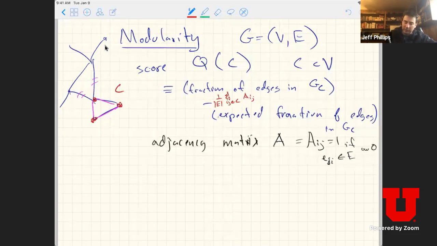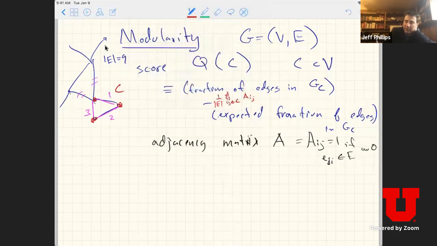So in this example here, I'm going to have 1, 2, 3 edges which are going to be inside, out of a total of 1, 2, 3, 4, 5, 6, 7, 8, 9. The total number of edges is going to be 9. So this would be 3/9 in this example. But the more interesting thing is the expected number of edges.